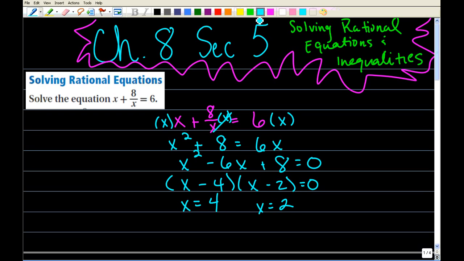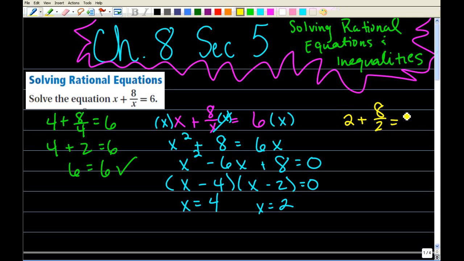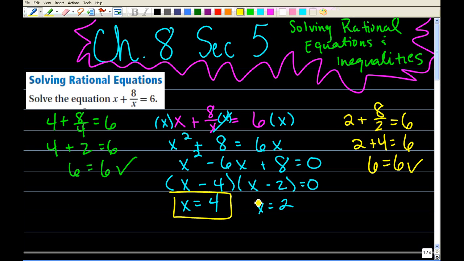But we always want to go back and check our answer to make sure that it works. If we plug the 4 back into the original, we have 4 plus 8 over 4 equal to 6. 8 over 4 is 2, so that's 6 equals 6, and that works out. To check the 2, I would have 2 plus 8 over 2 equals 6, so that's 2 plus 4, and in the end we also get 6 equals 6, and that works out. So our solutions are both x equals 4 and x equals 2.